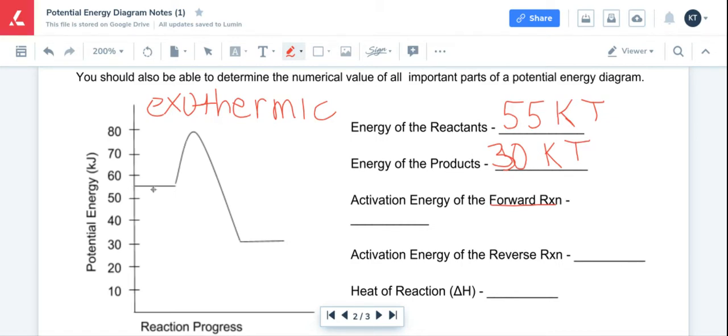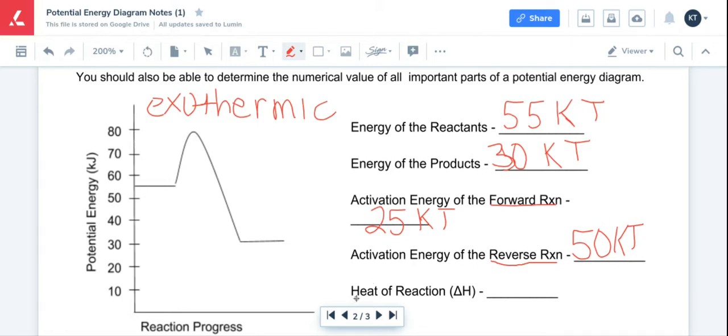So if we start at 55, and in order for the reaction to occur, we have to get up to about 80, the difference between those, from 55 to 80, is 25 kilojoules. So it requires 25 kilojoules of heat for this reaction to occur in the forward direction. To go in the reverse direction, we start with our products right around 30 and we still have to go up to 80. So going in the reverse direction, the activation energy is actually much higher. So that's going to be 50 kilojoules, the difference between the products and the top of our hill here.